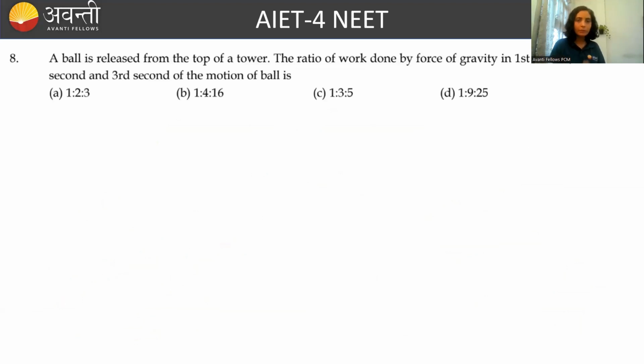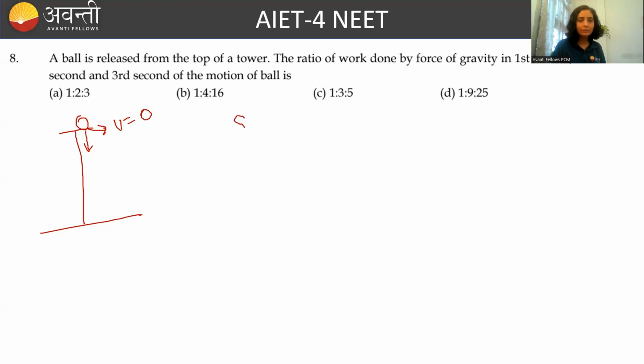Now, what is the question? There is a ball, and this ball is released from the top of a tower. The ratio of work done by force of gravity in first second, second second, and third second. सबसे पहले देखो, there is a ball and it is being thrown downward. ठीक है? It is being thrown in the downward direction. Sorry, it is being dropped. So when you drop something, initial velocity happens to be what? 0. So it is being dropped with 0 speed.